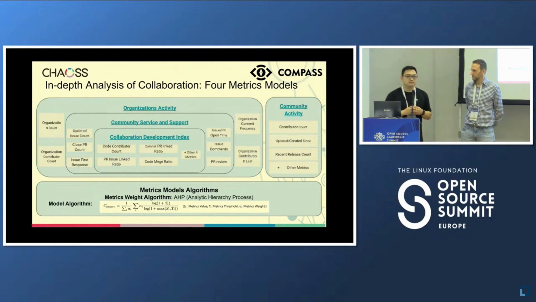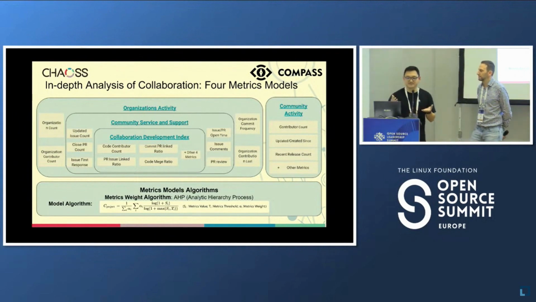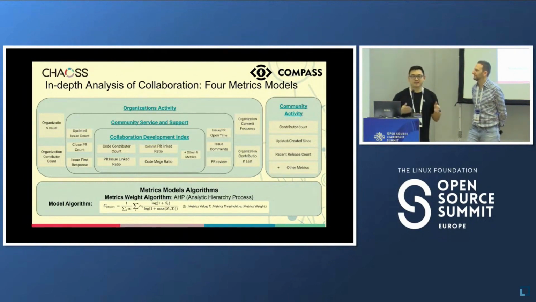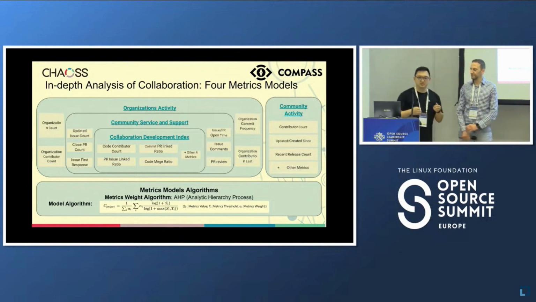And in our bottom box, we show the algorithm used in these metrics models, because as you know, all the metrics models, you can treat them as a method in a programming language. Metrics are the input, and the metrics model is the output or return value. For each single metric's weight, we use AHP to calculate the weight. And for the output of the metrics model, we choose this algorithm.